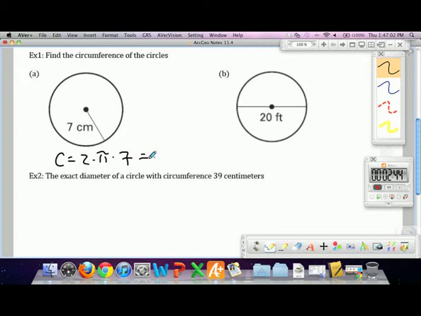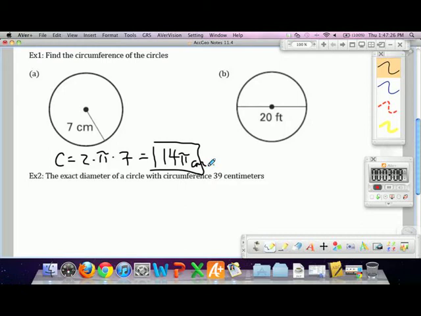In this case, pi is a constant. It's actually called an irrational number. It's also even more broadly called a transcendental number, but that's not a huge deal. The exact answer for the circumference of this circle is 14 pi centimeters. Oh, no, this would be the exact answer.